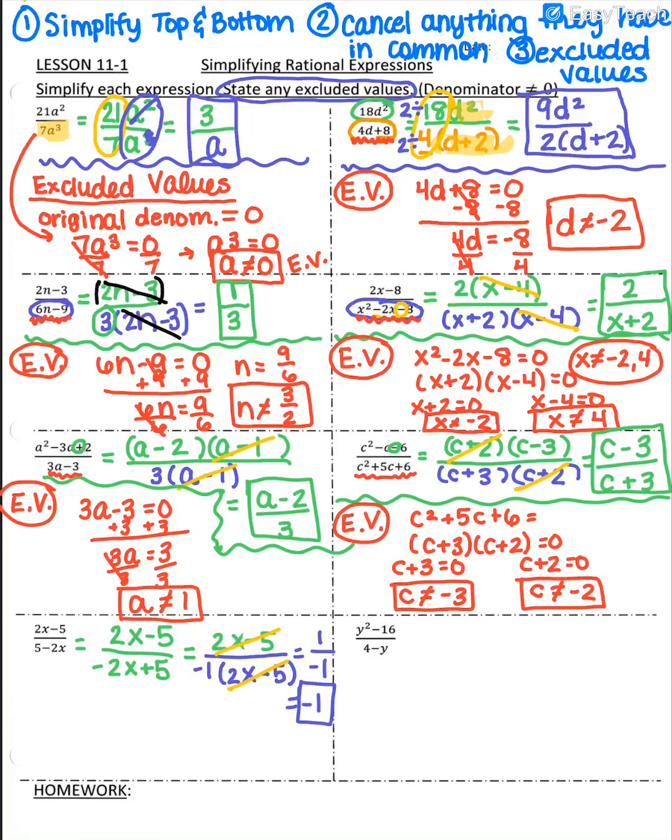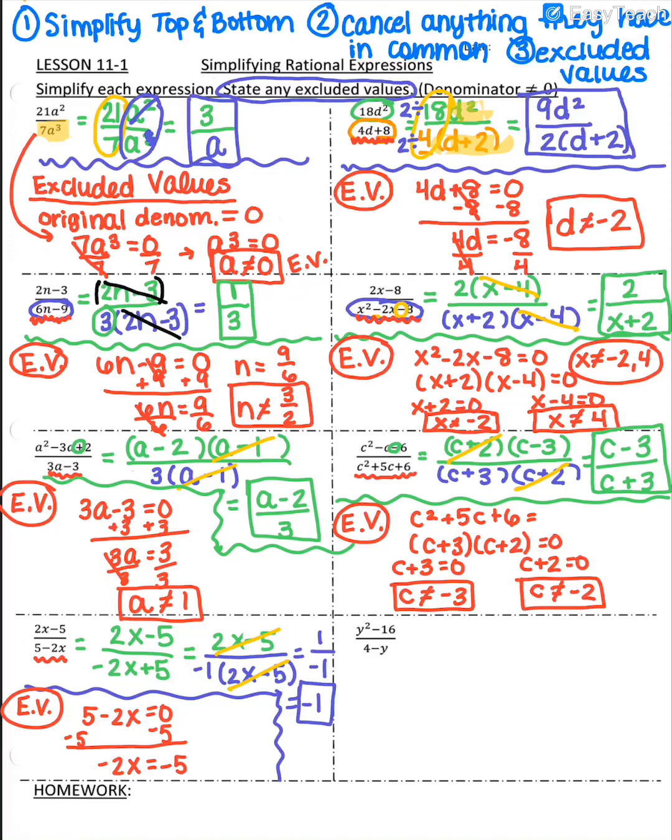Now if I want to find my excluded values, which as you guys know we need to do, I'm going to get rid of all that. Over here, I'm going to set my original denominator equal to 0. So we have this one right here: 5 minus 2x equals 0. I'm going to subtract the 5 over. I get negative 2x equals negative 5.